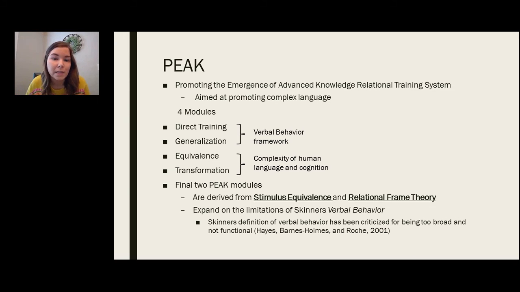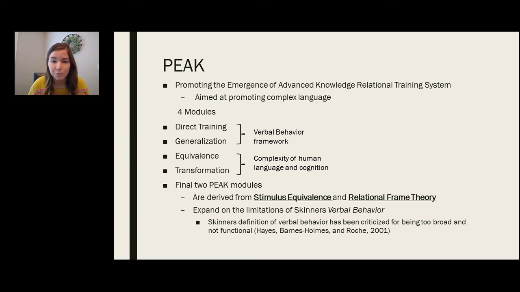So then there's PEAK, which is the Promoting the Emergence of Advanced Knowledge relational training system, which is aimed at promoting complex language. It's broken down into 4 modules: direct training, generalization, equivalence, and transformation. The first 2 modules are based strictly on the verbal behavior framework that was developed by Skinner. And the last 2 modules are focused on the complexity of human language and cognition.